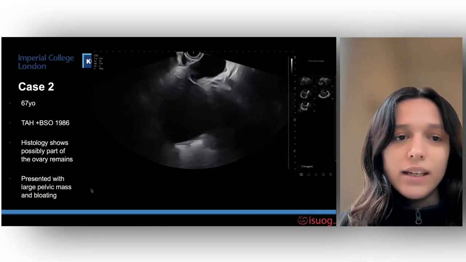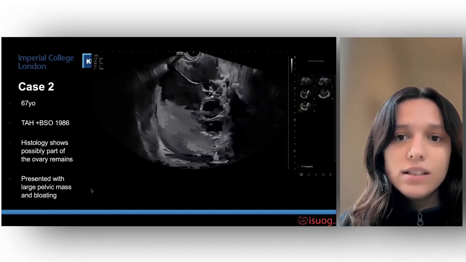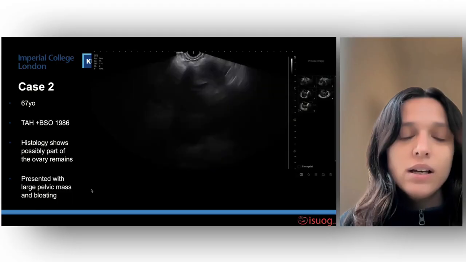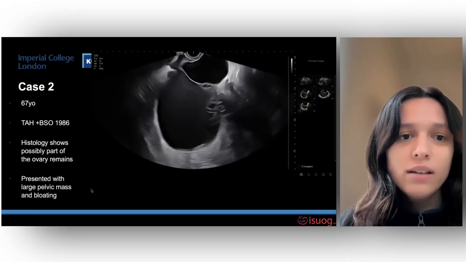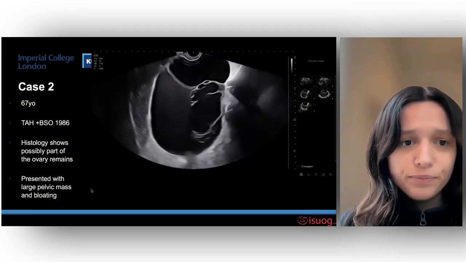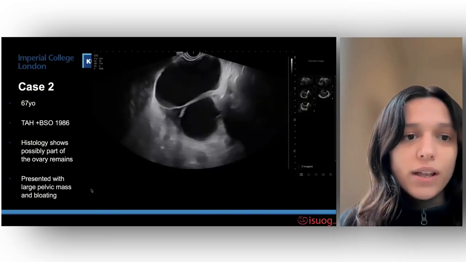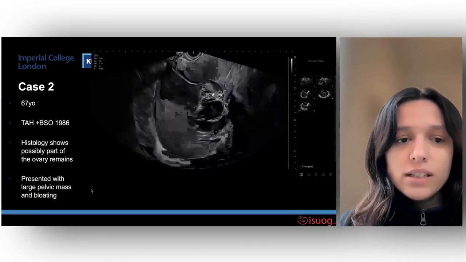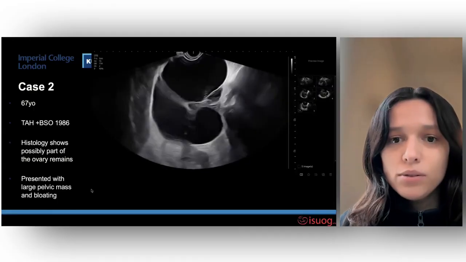Moving on to a second case. This is a 67-year-old patient with a history of a total abdominal hysterectomy and bilateral salpingo-oophorectomy performed about 40 years ago. Histology showed at that time that part of the ovary remained in situ, and she presented to clinic with a large pelvic mass and bloating.